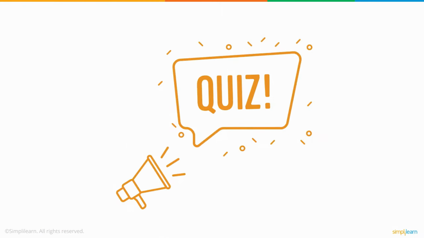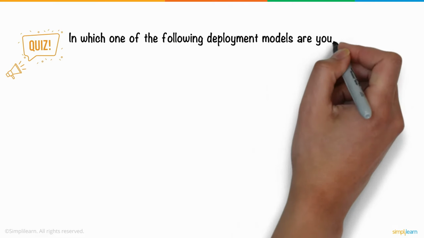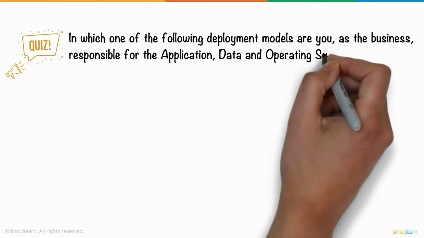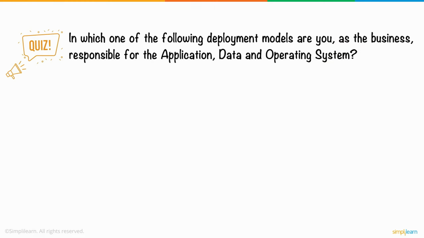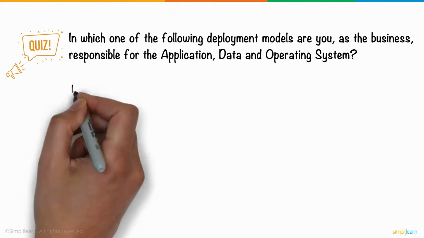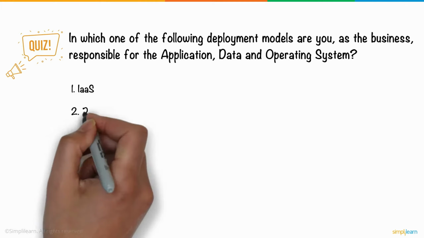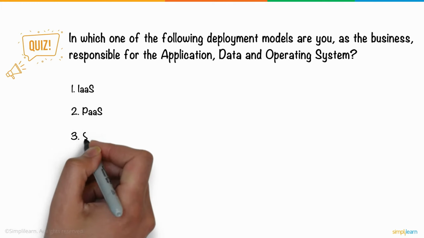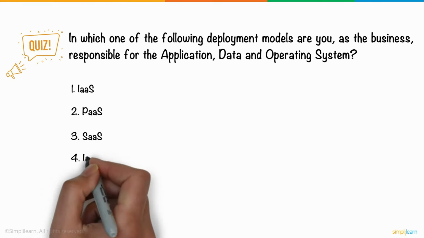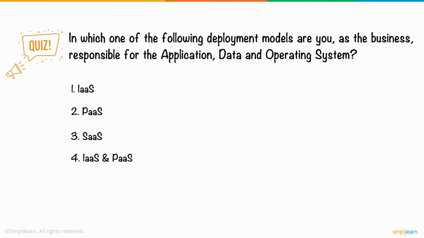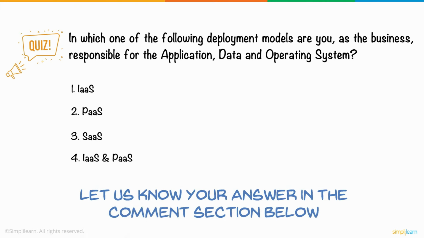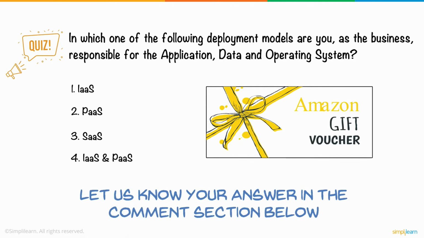Time for a quiz now. In which of the following deployment models are you, as the business, responsible for the application, data, and operating system? One, IaaS. Two, PaaS. Three, SaaS. Four, IaaS and PaaS. Let us know your answer in the comment section below for a chance to win an Amazon voucher.